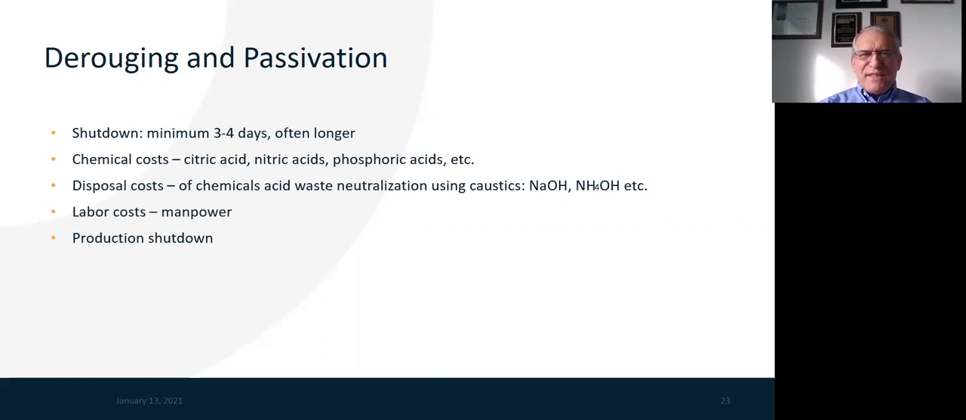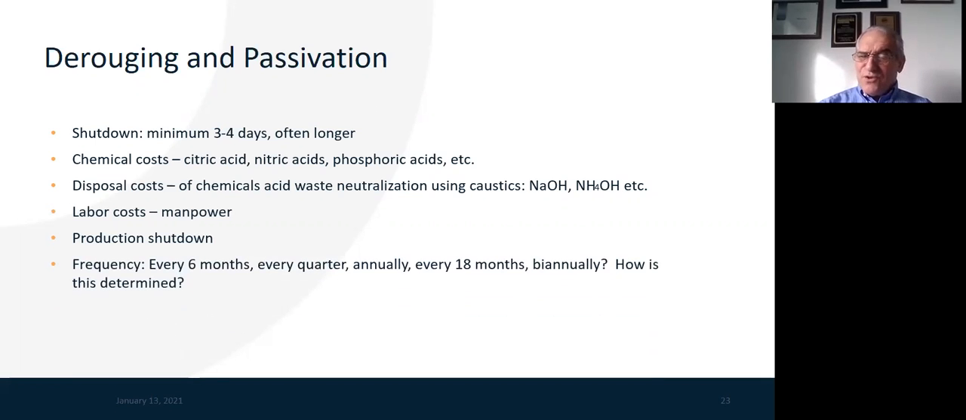Because you have shut down the water system in order to perform derouging passivation, you cannot produce product during the same amount of time. That loss of production means that there is a certain amount of costs associated with the loss of production at that particular time. And the frequency, how often do you perform this particular administration? Is it every 6 months, once a quarter, annually, every 18 months, biannually? And how is that determined?